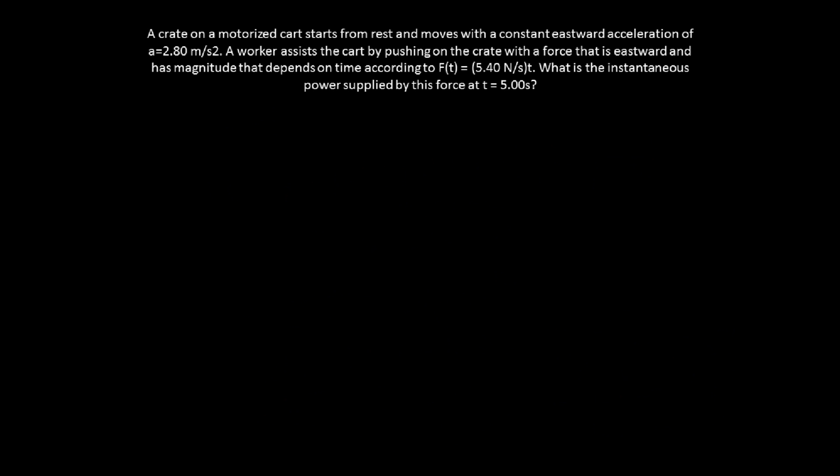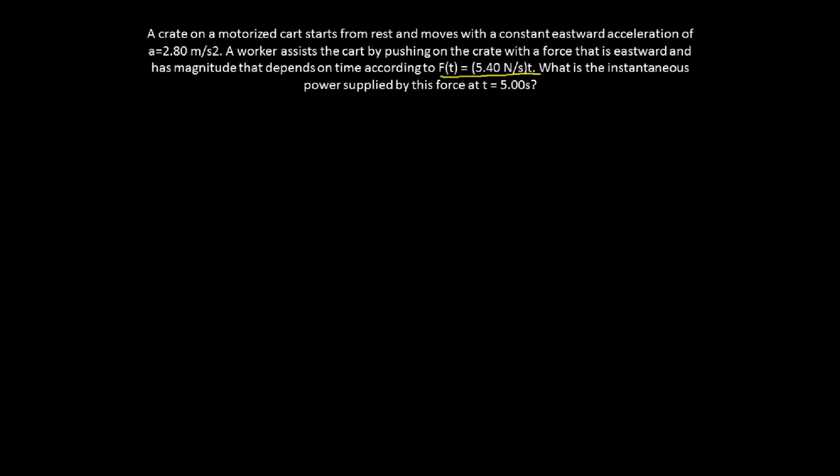Okay, so let's try to solve a harder problem now. A crate on a motorized cart starts from rest and moves with a constant eastward acceleration of a equals 2.80 meters per second squared. A worker assists the cart by pushing on the crate with a force that is eastward and has a magnitude that depends on time according to F(t), this function. What is the instantaneous power supplied by this force at t equals 5 seconds?